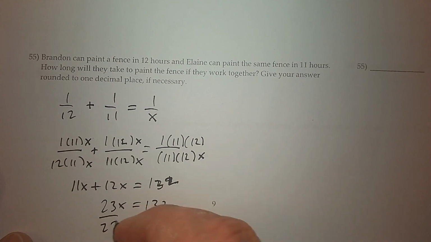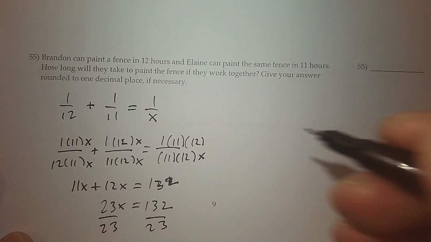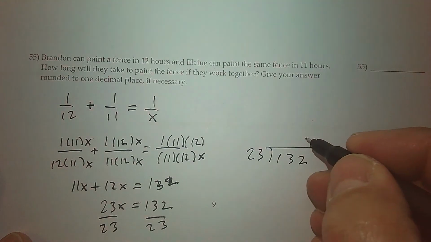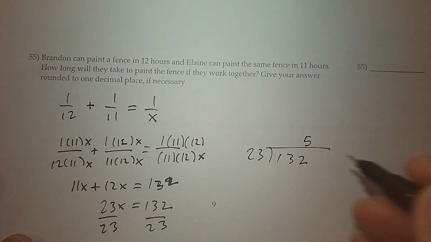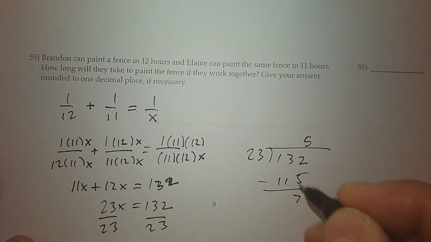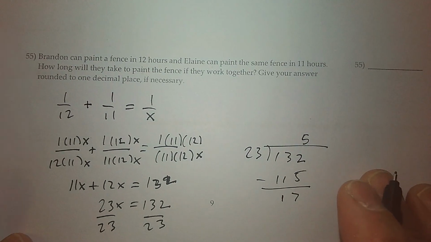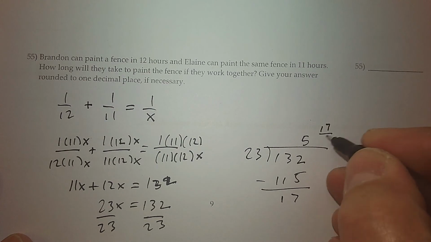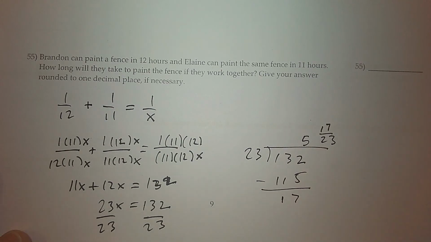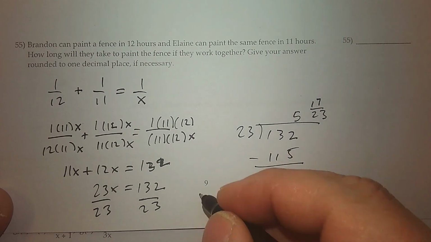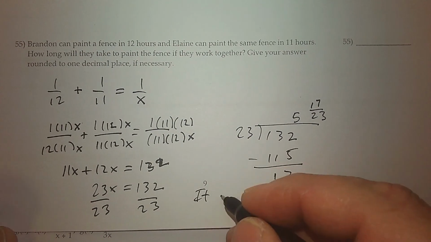Then you divide. So what's the approximate answer to that? I think it's 5 something. So how long would it take if they work together?